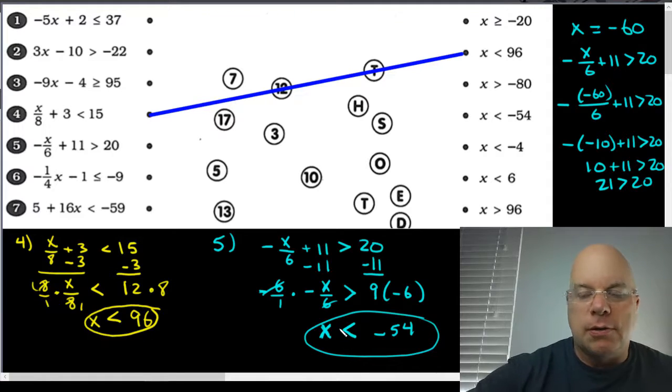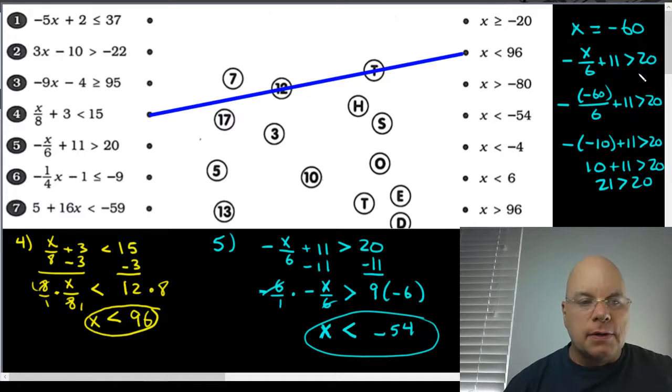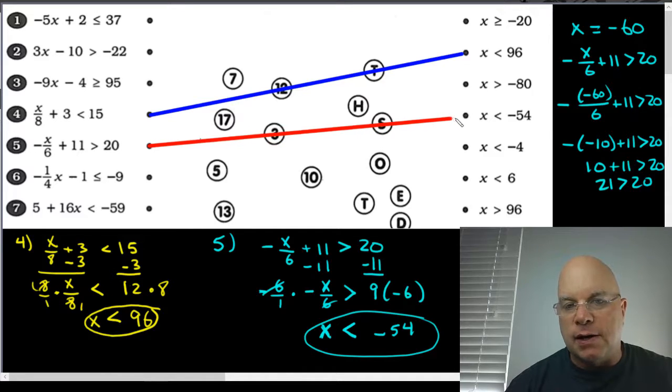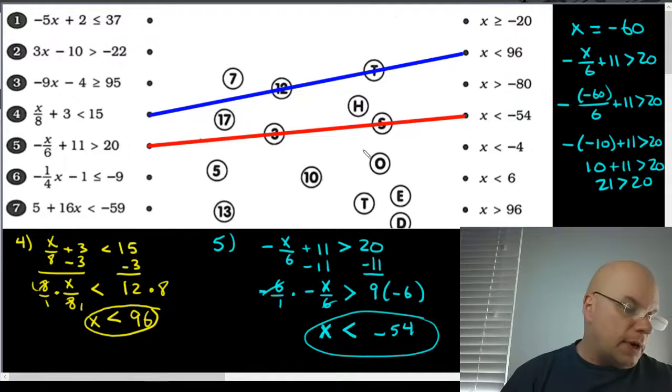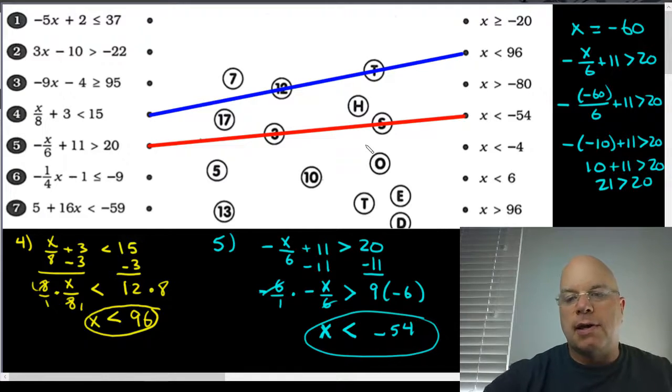That's just a way you can check to see if you did the work right. And just double check that you reversed the inequality correctly, or when you should have. So problem number 5, the simplified inequality is x is less than negative 54, which is right here. So that goes through the 3 and the s. So you'll put an s underneath the letter s underneath the number 3.